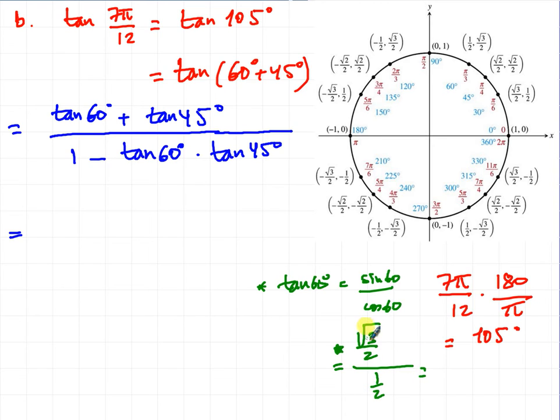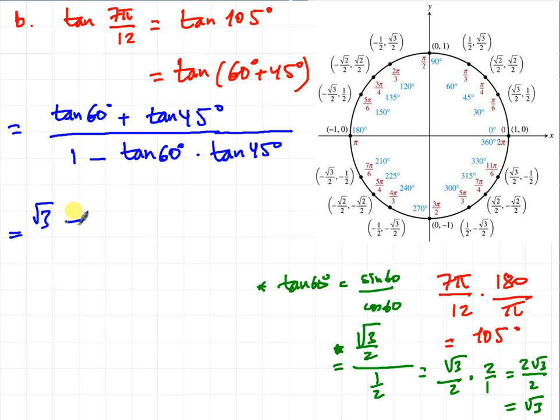What is radical 3 over 2 over 1 over 2? It is radical 3 over 2 times, we flip this fraction, 2 over 1. Radical 3 times 2 over 2 times 1, this would be 2 radical 3 over 2, which is radical 3. Okay, so tan 60 is radical 3.